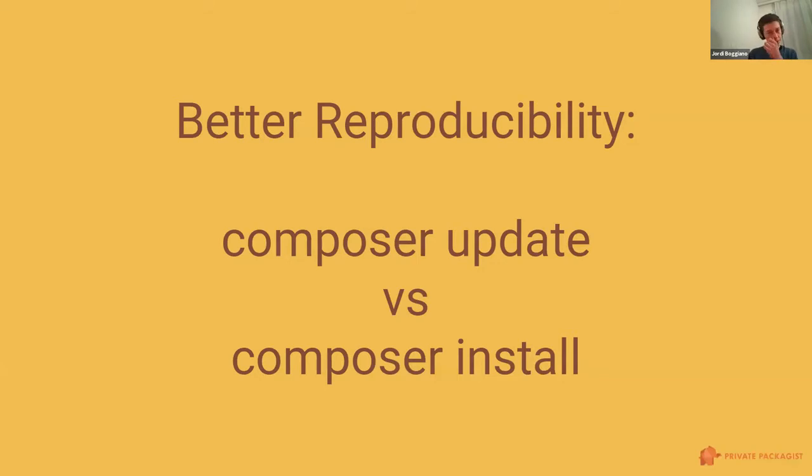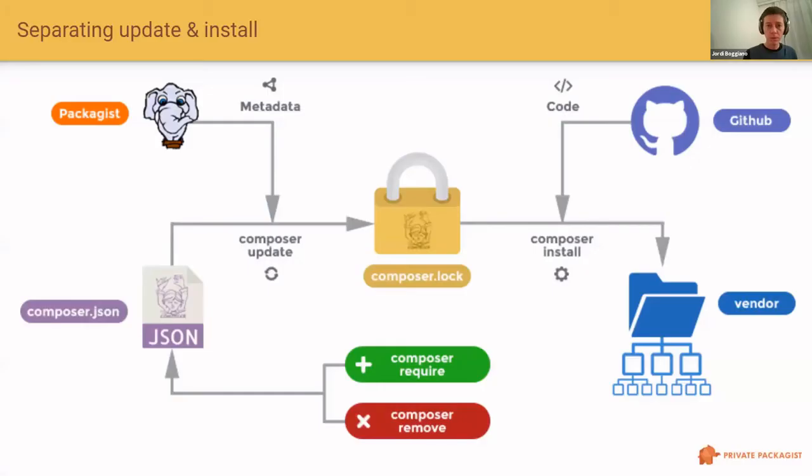So I mentioned this reproducibility issue earlier, and I want to highlight what we did there in terms of splitting the Composer update and the Composer install process, which in Composer 1 were a mishmash of commands, and it wasn't always clear what was going on.